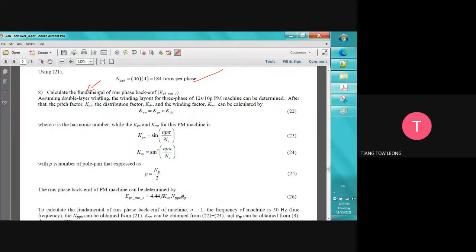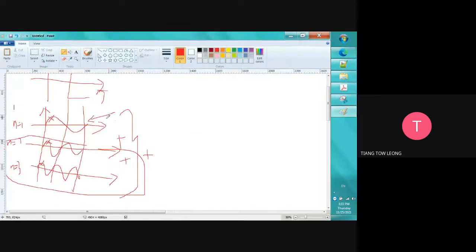So assuming double layer winding, the winding layout for the three-phase 12-slot 10-pole PM machine can be determined. After that, the pitch factor KPN, the distribution factor KDN and the winding factor KWN can be calculated like this. The winding factor KWN I will introduce in the next chapter. It's not here. This one we directly apply first, which is KWN equals to KPN times KDN. And then we have a lot of harmonics. This is the so-called harmonic.